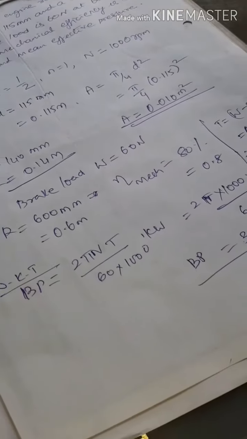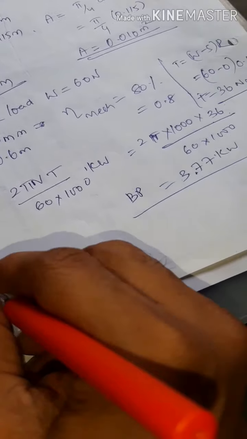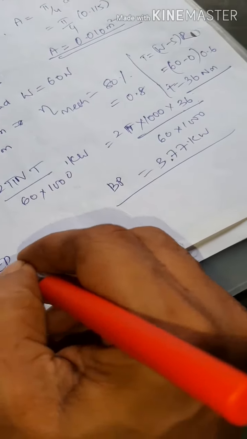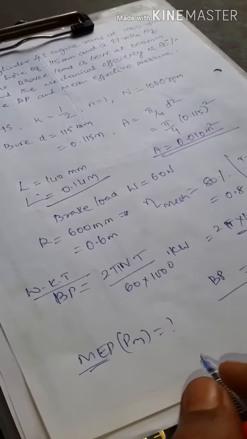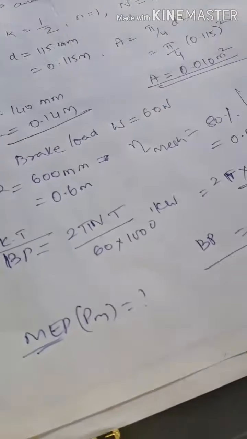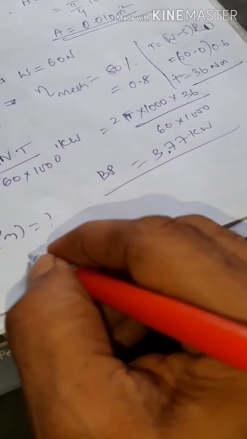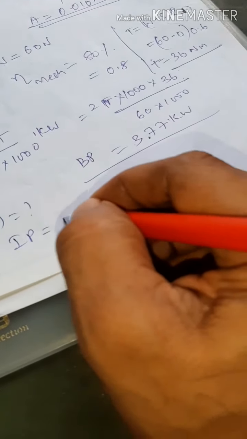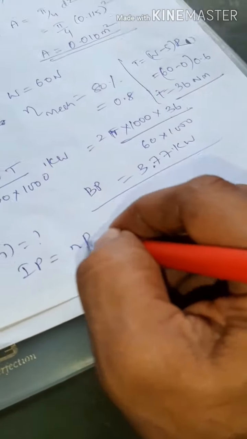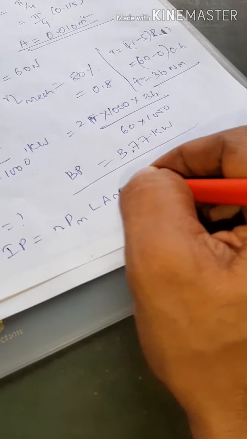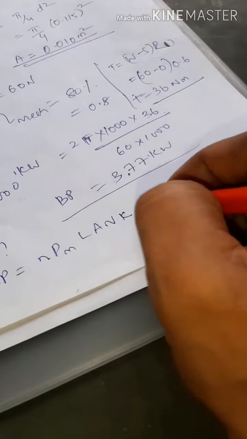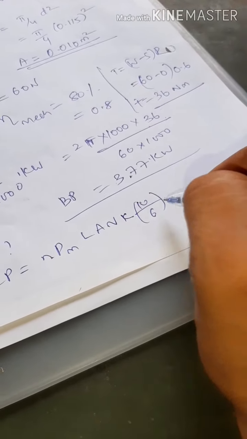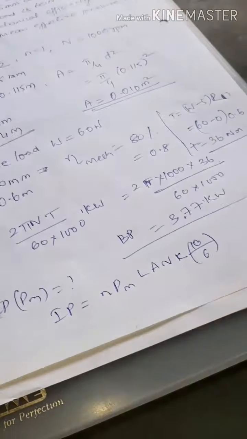Next we have to find out the mean effective pressure. What is the MEP? Mean effective pressure, PM. Where will you get the mean effective pressure? It is there in the indicated power formula. IP is equal to n, small n, into PM L A N K divided by 10 to the power 6. That is the formula.